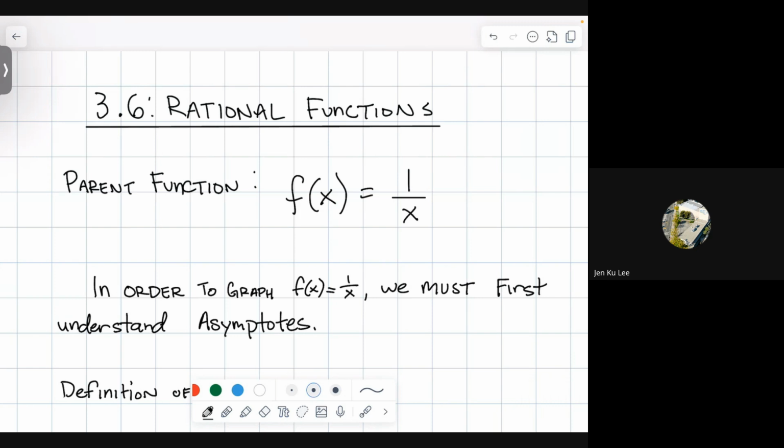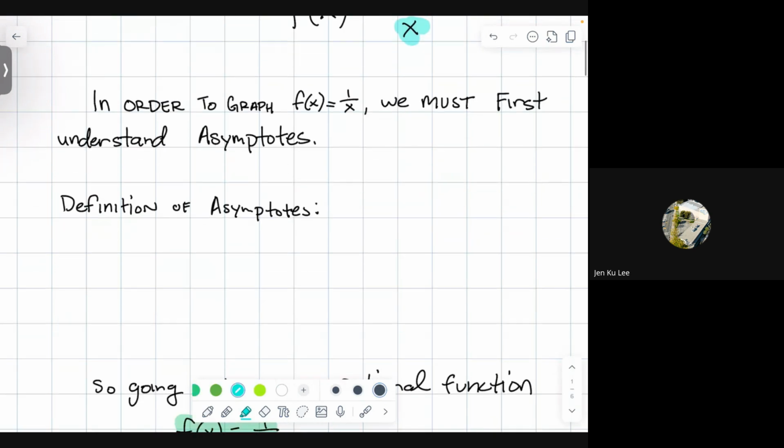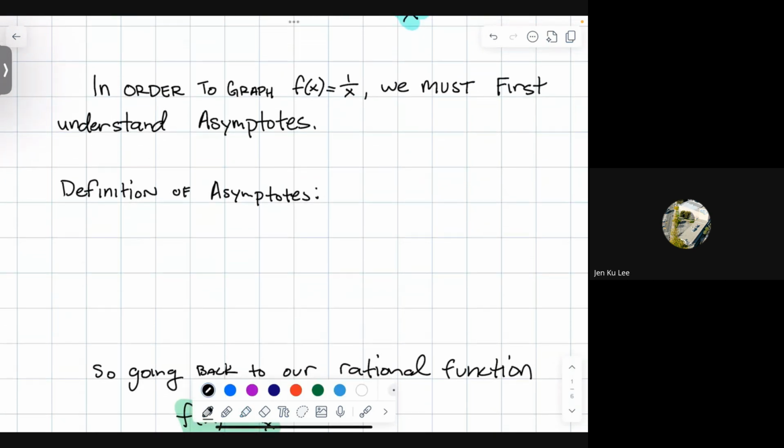Okay. Since my variable x is in the denominator, right? It's in the denominator of my second function. So when that happens, we need to understand asymptotes. Okay, what is an asymptote? What's the definition of an asymptote? Anyone?